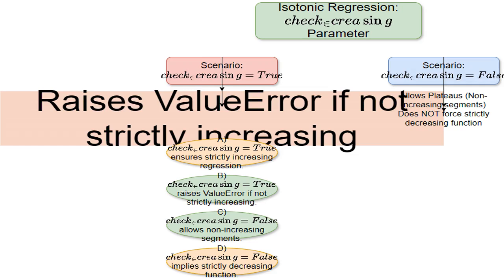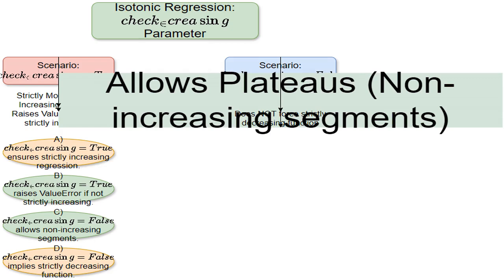If `check_increasing` is `true` and the isotonic regression model can't fit a strictly increasing function to your data, it throws a `ValueError` to let you know something is amiss. With `check_increasing` equals `false`, you explicitly allow plateaus in your model. The fitted function can include segments where the output remains constant.